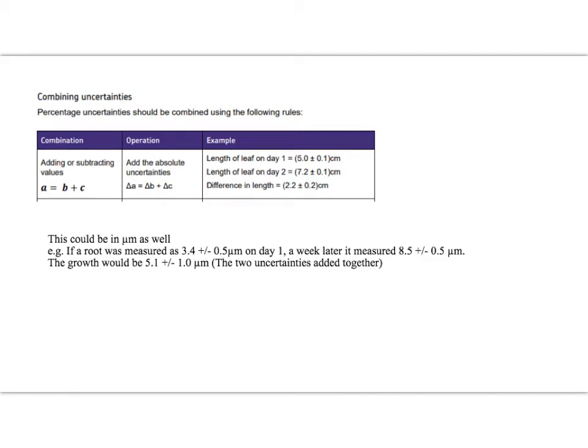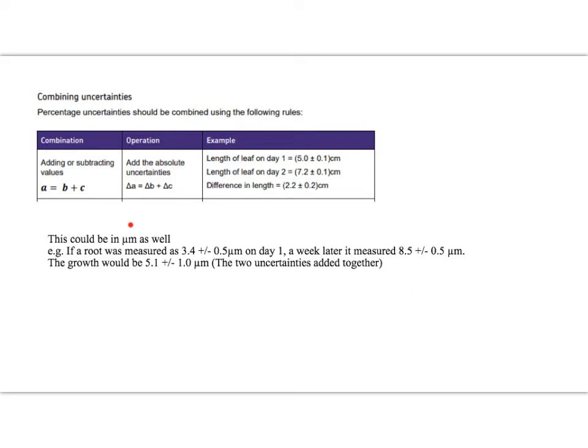If in your equation you're adding or subtracting values, then you add your uncertainties together. So for example, this leaf, what's the difference in length of this leaf? Well, each has an uncertainty of 0.1 centimetres. So the leaf has grown by 2.2 centimetres. But to get the uncertainty, you add each of those raw uncertainties together. So you add those two 0.1s, and it gives you the absolute uncertainty, sorry, not a percentage uncertainty, an absolute uncertainty for that difference in length.